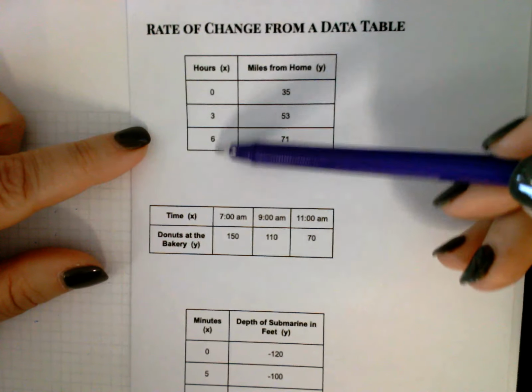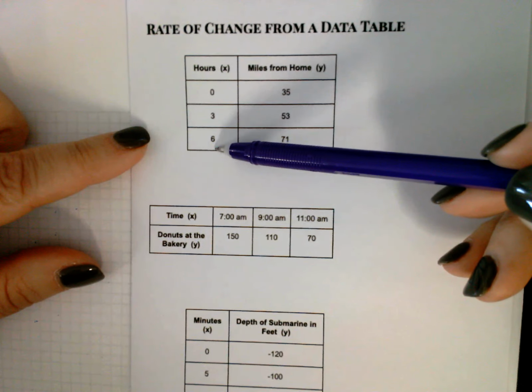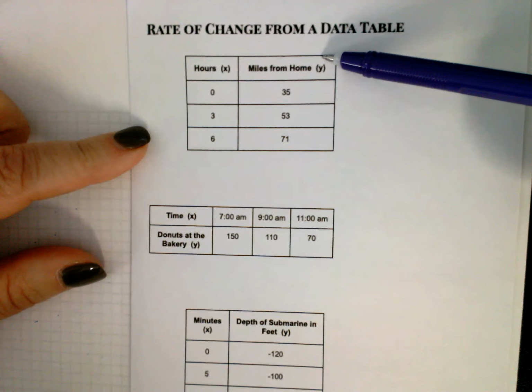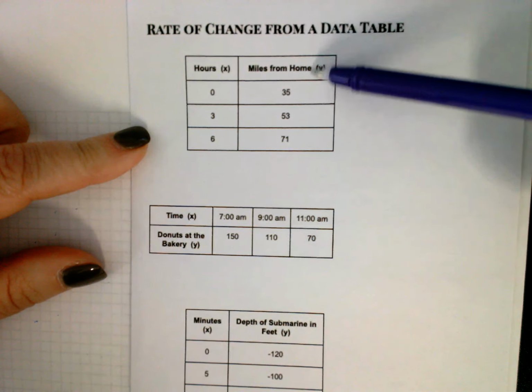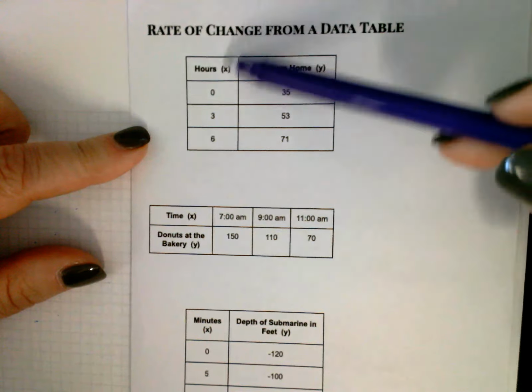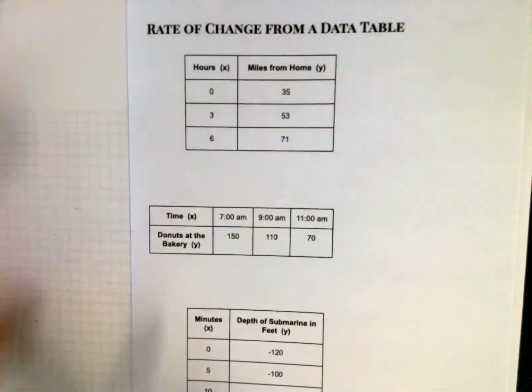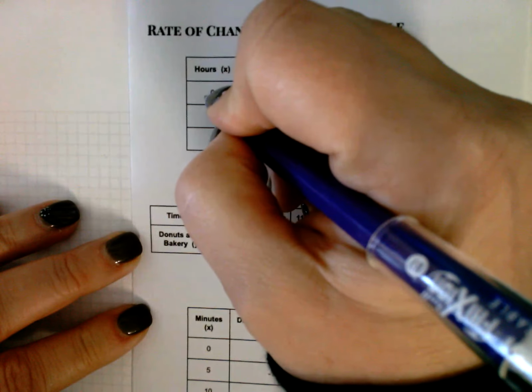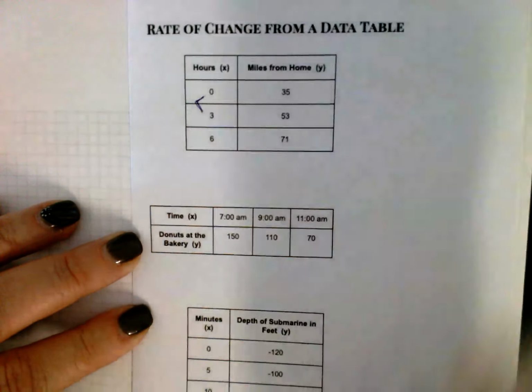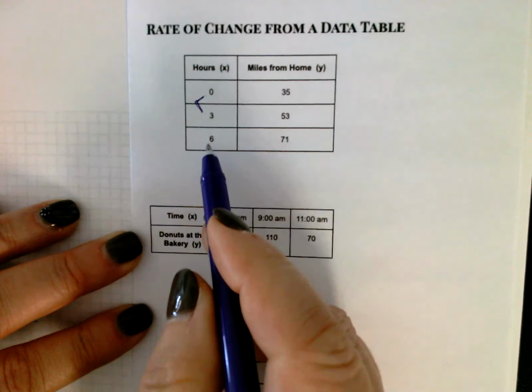Hours are our x. Those are the independent variables, things we cannot control. And then miles away from home. So we're talking about distance and traveling here. We are going to do the exact same thing we did yesterday. We are going to see how does it change in terms of hours.